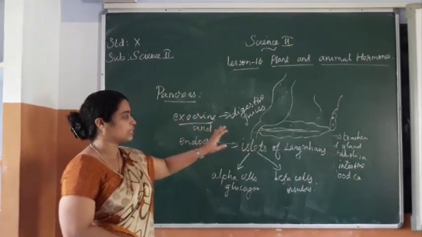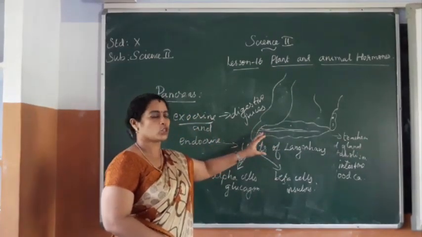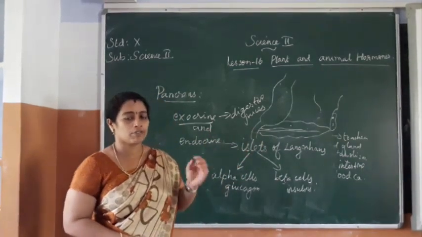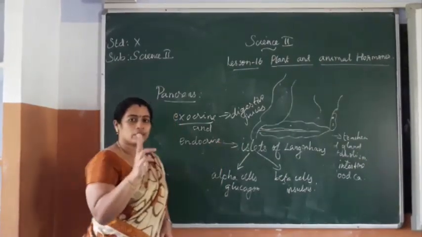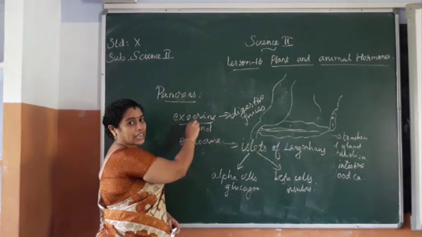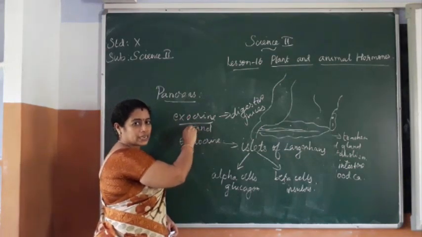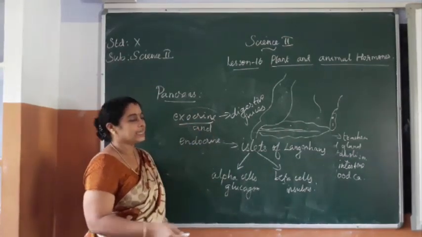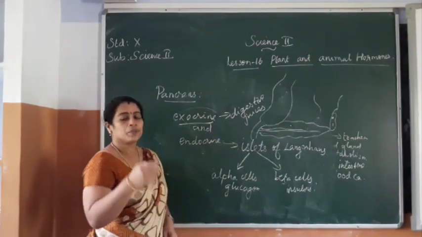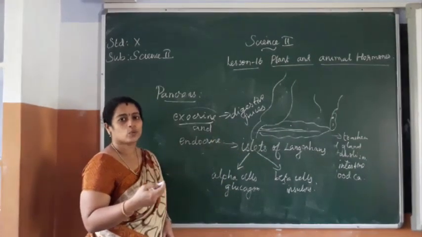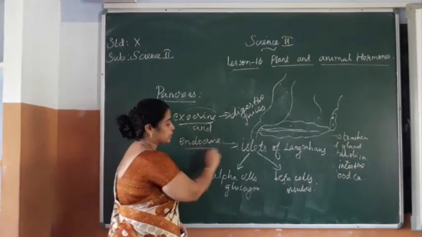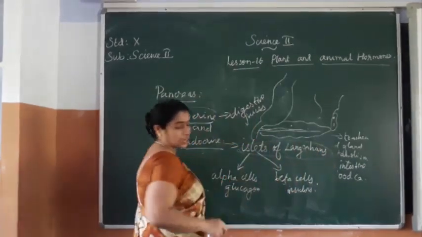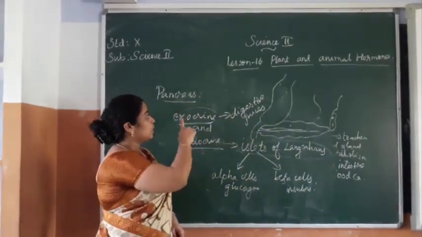So the pancreas is present at the loop of the stomach, just below the stomach. It is a small leaf-like structure, yellowish in color. The pancreas has two functions: it acts as an exocrine gland and also an endocrine gland. The exocrine part secretes the digestive juice, which helps in digestion of the food materials we are eating. The endocrine part consists of a special type of cell known as islets of Langerhans.